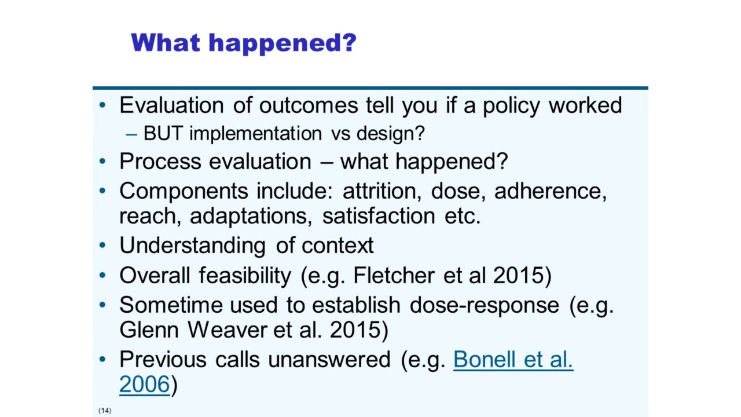Some common components are levels of attrition, dosage, adherence, reach, whether the policy was adapted in any way, levels of satisfaction, and they can also give you a detailed understanding of the context in which the policy was undertaken. They can be used to give an assessment of overall feasibility, and sometimes they can be used to establish whether there's a dose-response relationship, so whether more of the intervention actually leads to better outcomes.